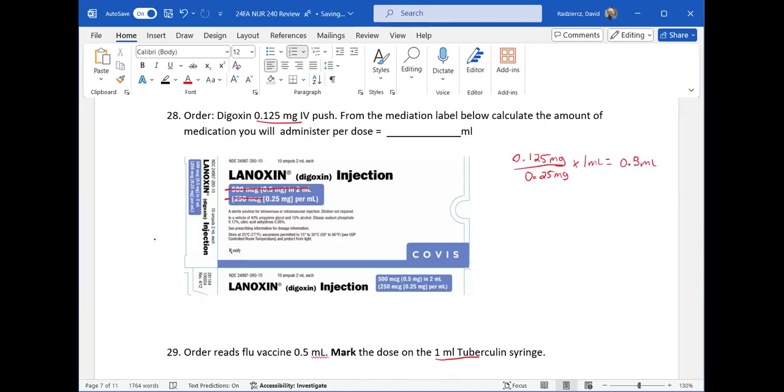So the trick with these types of questions, especially when you see labels like this, is to make sure you're choosing one of the four options that are here. You have 250 micrograms per ml, 500 micrograms in 2 ml, or 0.5 milligrams in 2 ml, or 0.25 milligrams per milliliter. You have four options there, and just make sure you choose one. If you choose a microgram one, you have to convert milligrams to micrograms. But they gave you the milligrams, so just choose the milligrams, which is why I did what I did. Keep it like that.